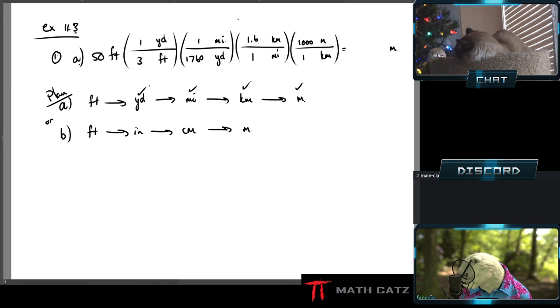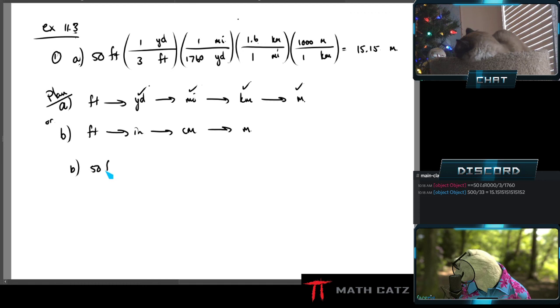Let's see here. 50 times 1.6 times 1,000 divided by 3 divided by 1760 equals. And we get 15.15-ish, right? I sort of have time. I want to do both. Let's do the B one.